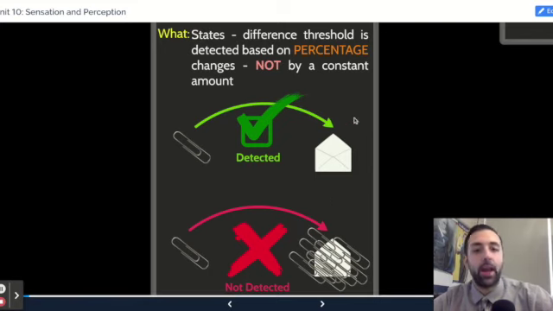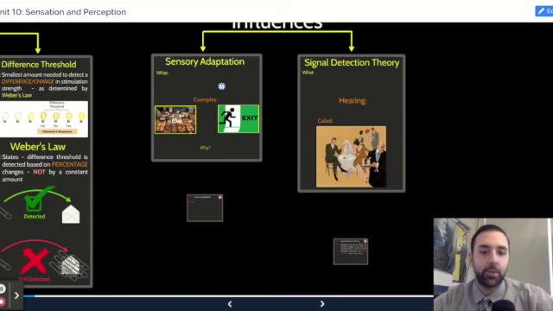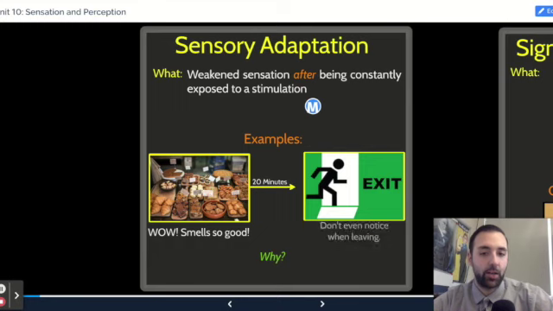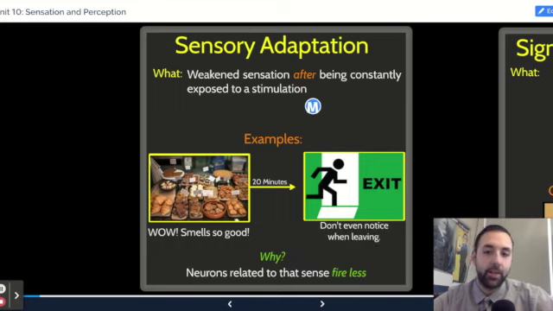The other element today is under the influences category. There are 2 terms that are applicable to all of our senses. The first is called sensory adaptation. Sensory adaptation is the idea that when we stimulate our senses for a prolonged period of time, we see that the experience of sensation weakens.